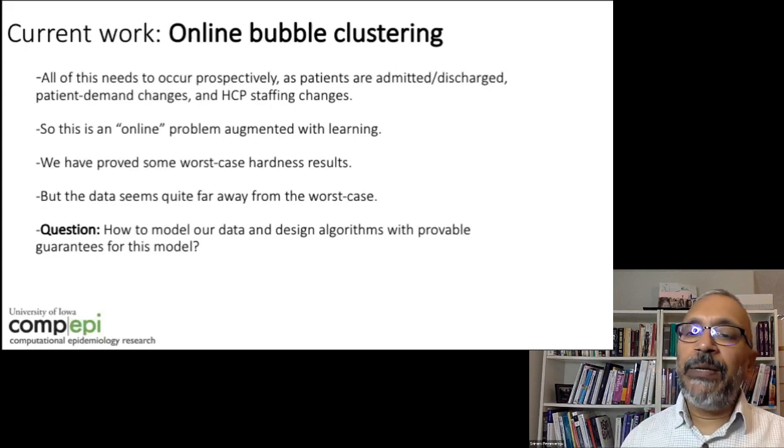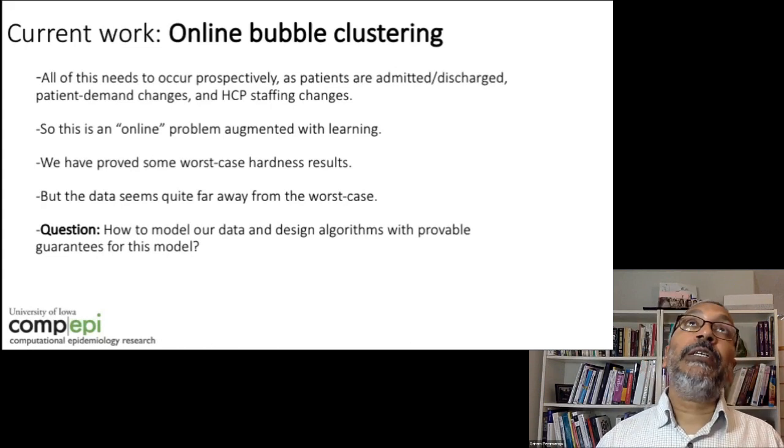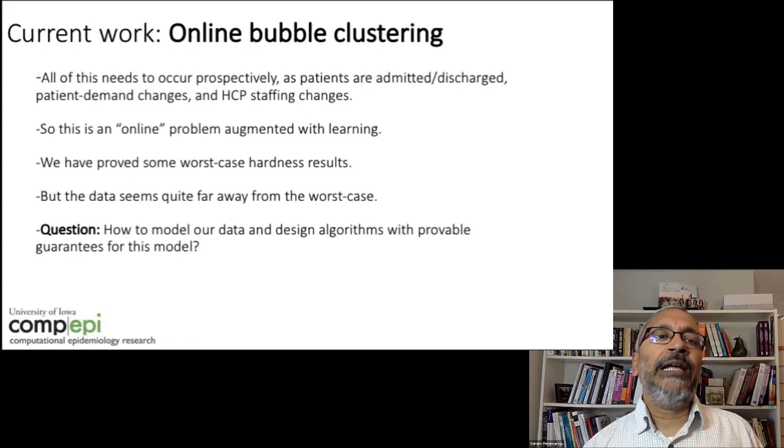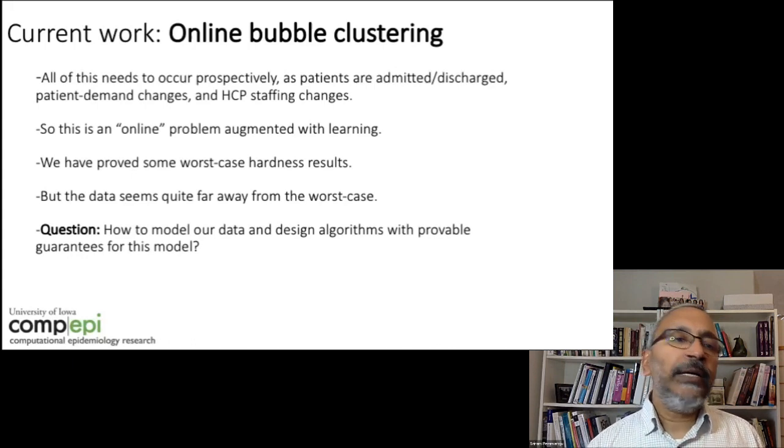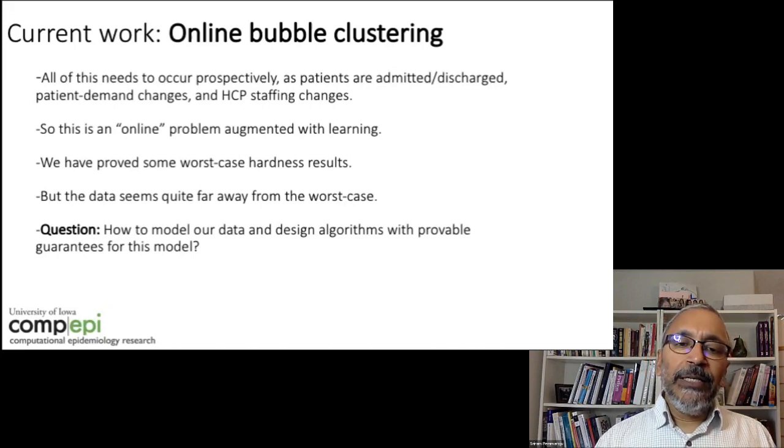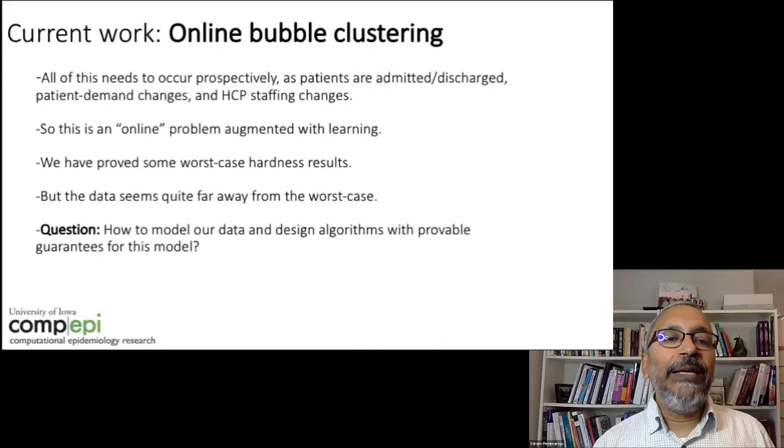As we get more information, we learn more about patient demands and patient length of stays and things like that. So we've proved some worst case hardness results, and as described, this problem seems pretty hard. But on the other hand, the data that we have seems quite far away from worst case. So it seems like our next step should be thinking about how we can model this data so that we're designing algorithms that are more realistic and adapted to the data that we actually have, and maybe try to prove worst case guarantees for these kinds of data models.